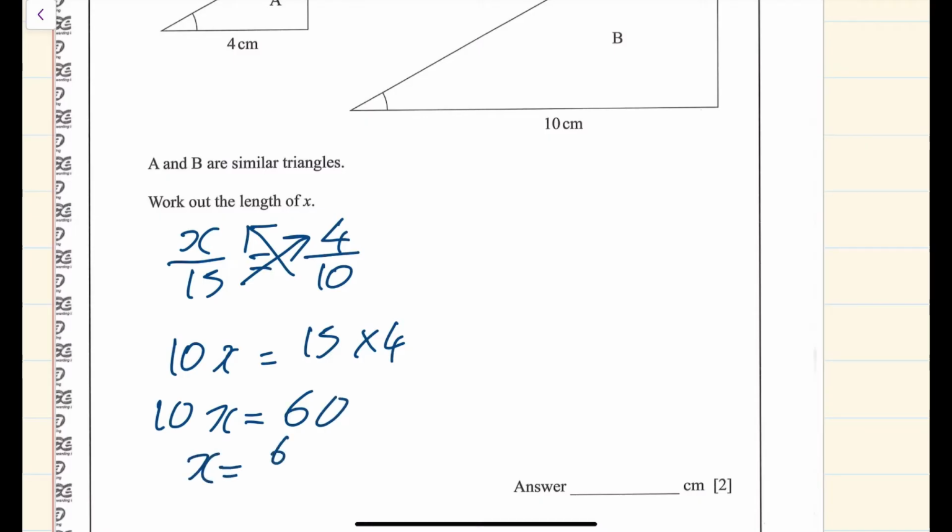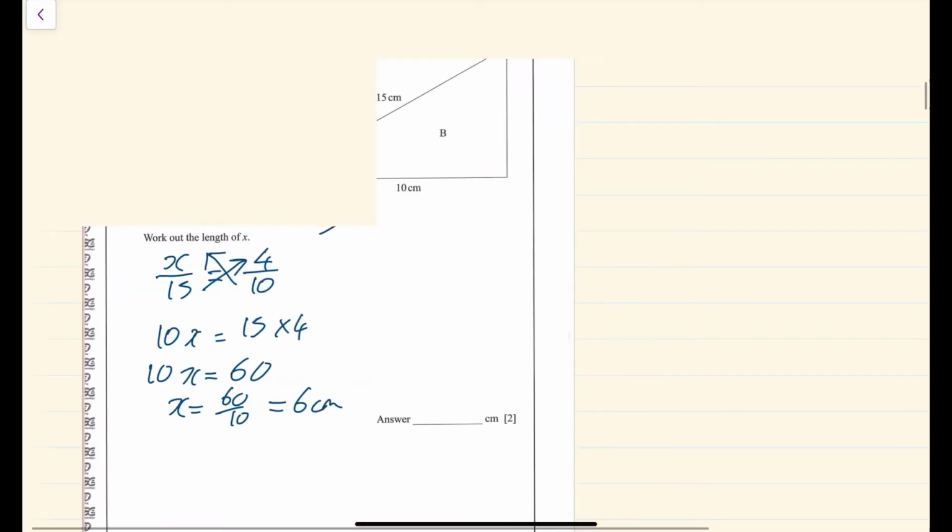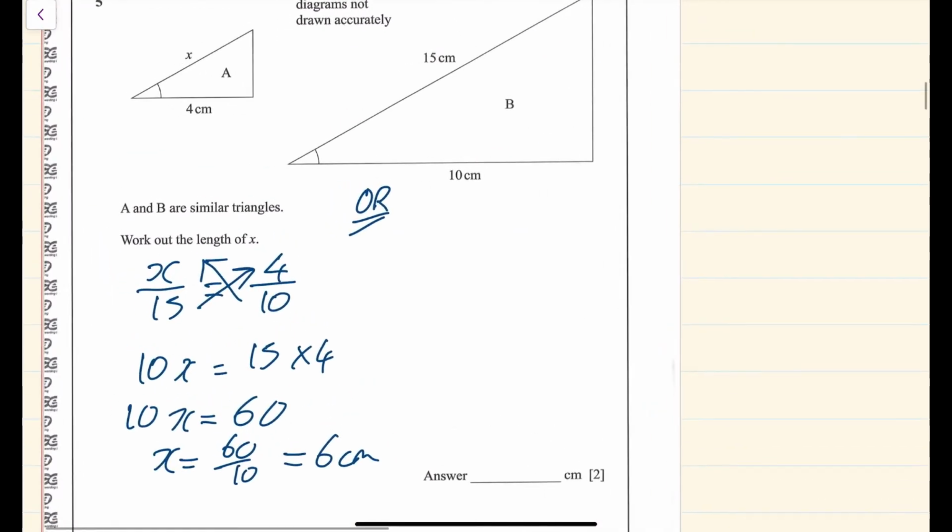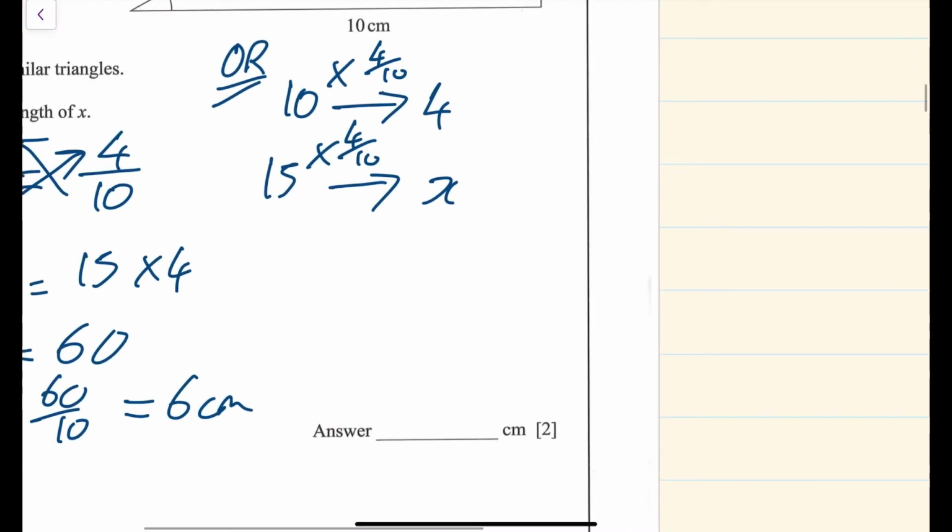x then is equal to 60 divided by 10. It is 6 centimetres. There's a couple of ways of doing this one, but another way is scale factor. You could say that 10 goes to 4, and you get there by multiplying by 4 over 10. That means that 15 goes to x, and you get there by multiplying by 4 over 10 as well. I'm just going to write that in.